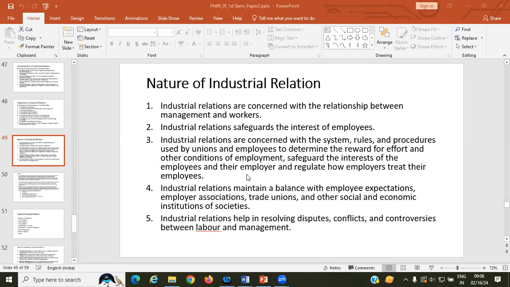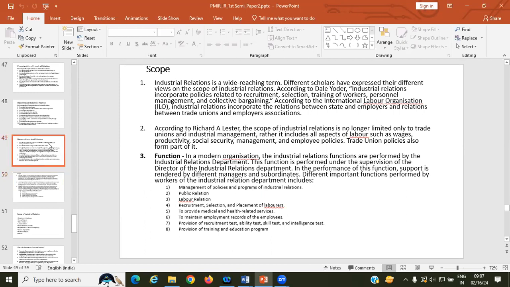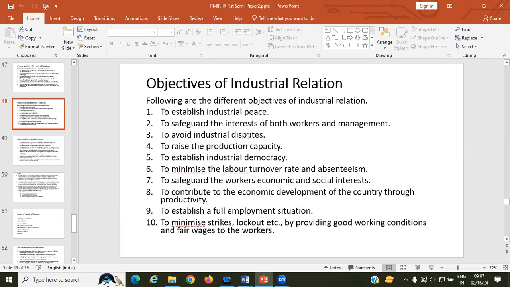In last class, we discussed the industrial relationship between HR's objective, why industrial relationship is required in the organization, and what the benefits are. We discussed all these things to establish industrial peace between the employees and employers.